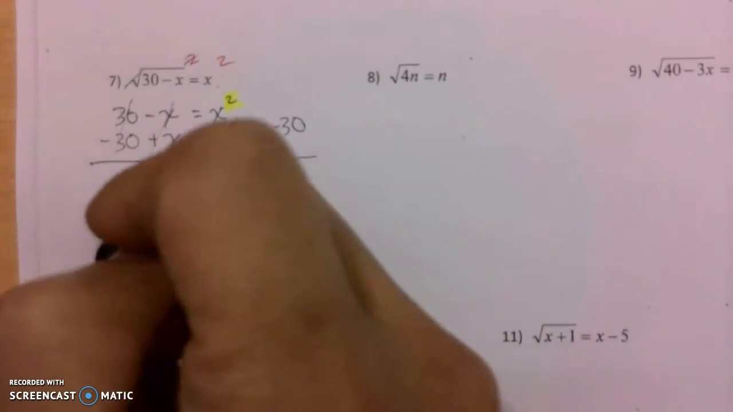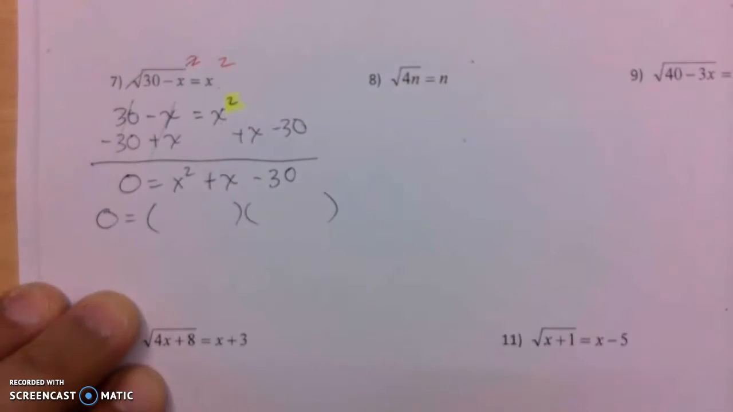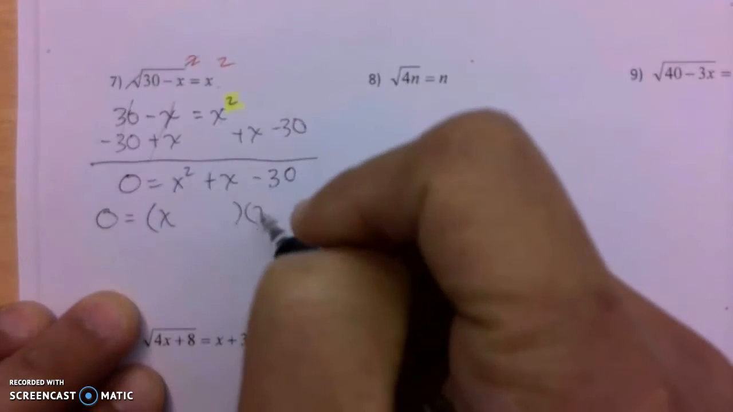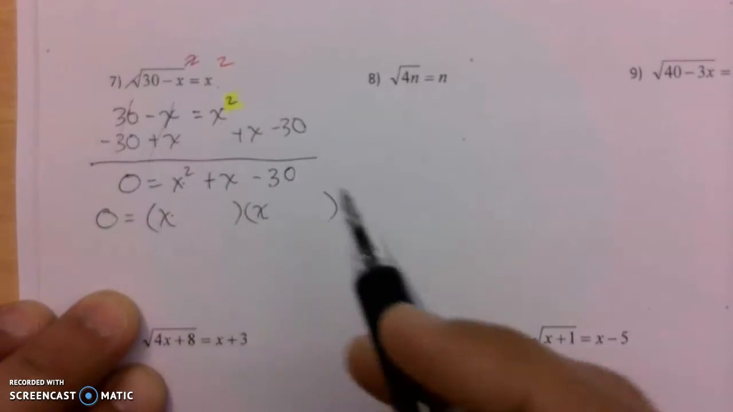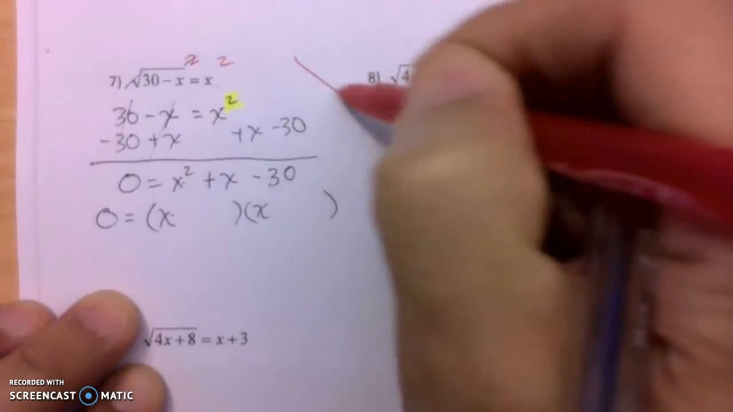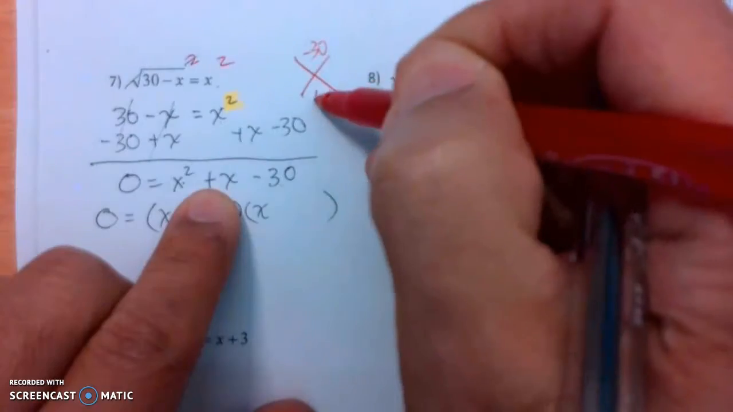Or you can do the zero product property, which is what I'm going to do now. I'm going to turn this into the multiplication of 2 numbers. I've got x and x gives me x squared. The back times the back multiplied to negative 30. So what 2 numbers multiply to negative 30, and they add up to 1 here?